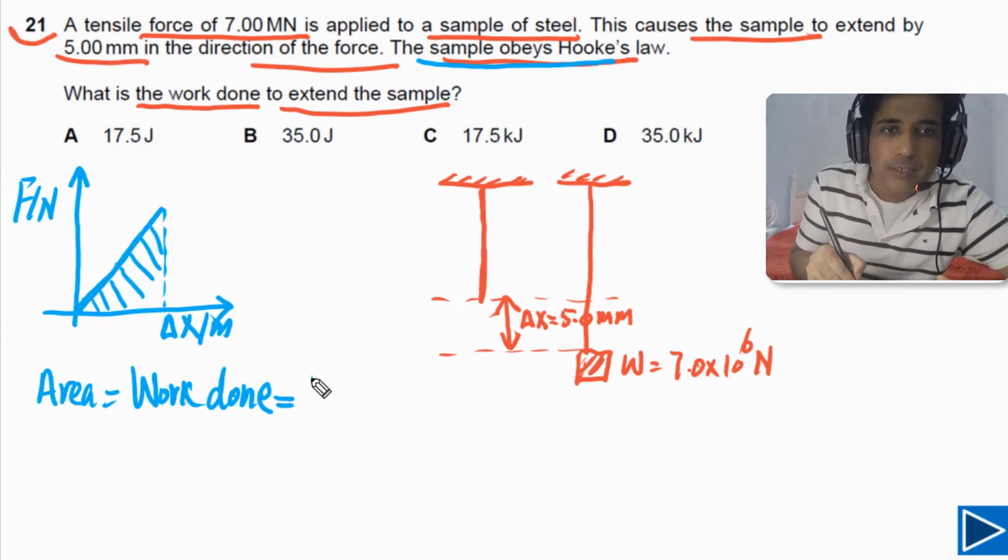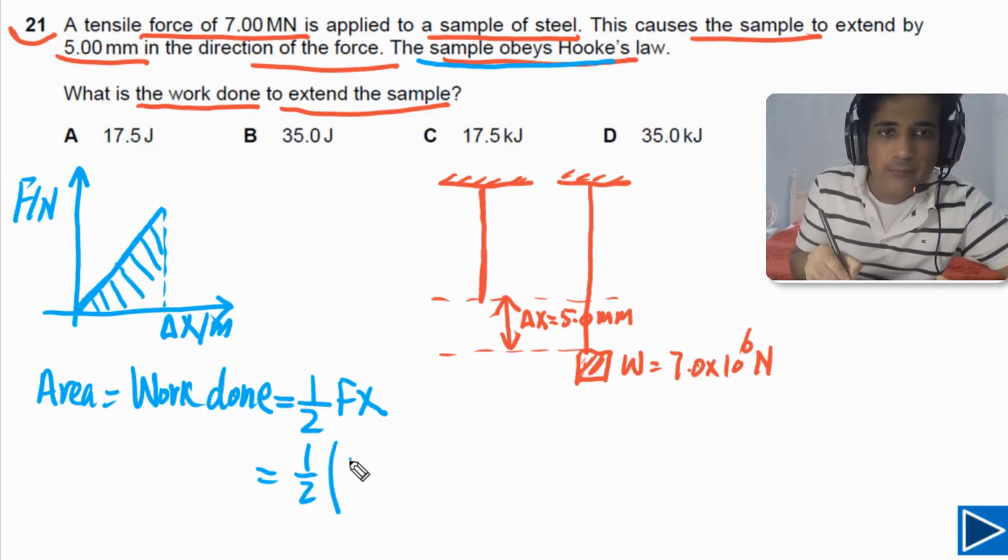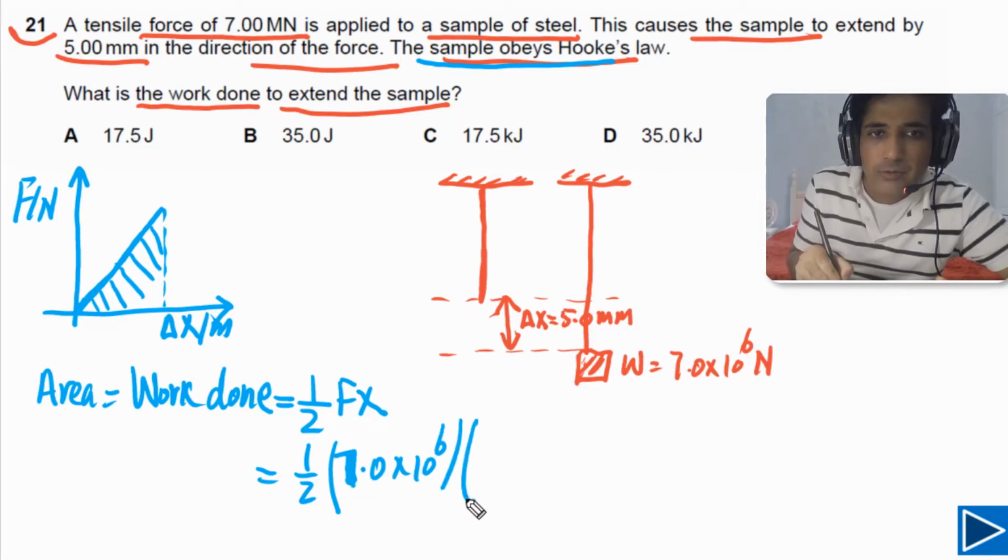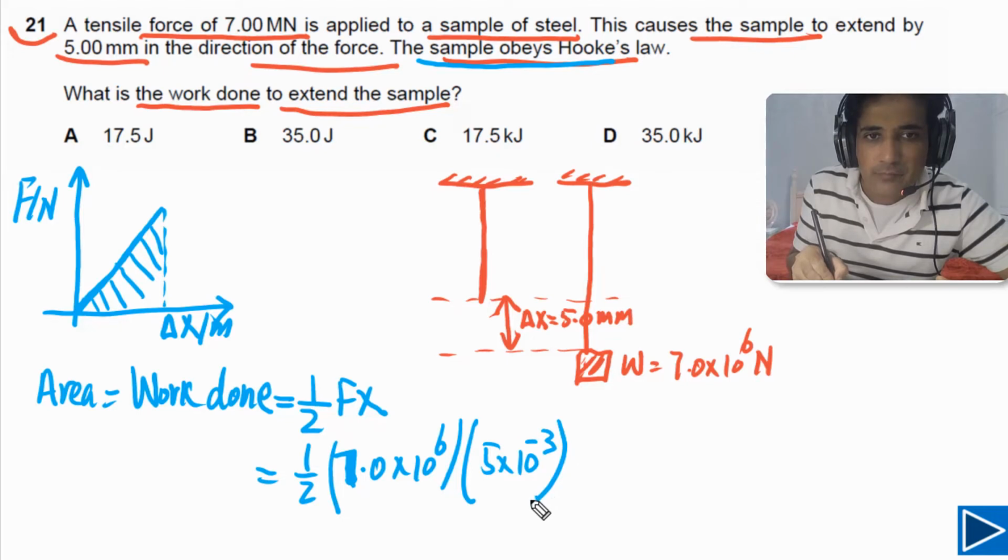And this work done is equal to the area of the triangle, 1/2 F times X, where X means extension delta X. Now we simply need to plug in these values. So we have 1/2 and the force is given, 7 meganewtons, so we can say 7.0 times 10 to 6. The extension is 5 millimeters, so we can say 5 times 10 to -3 meters.